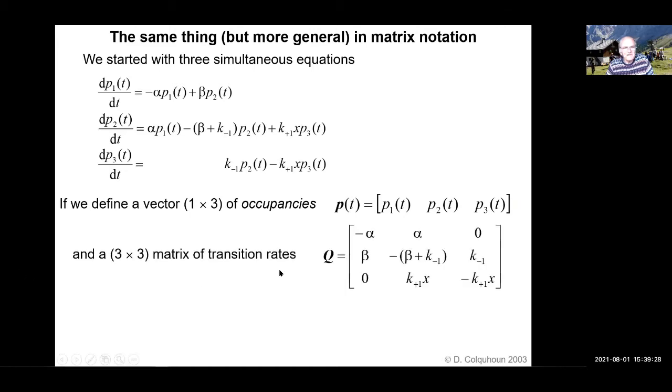Then we define a 3x3 table or matrix, which contains the transition rates. The ith row contains the transition rate from state i to state j. So from state one to state two, that's the shutting reaction, rate constant alpha. From state two to state one, that's the second row and the first column, is the opening rate constant beta. Likewise, from state three to state two is the association rate, and from state two to state three was the dissociation rate.